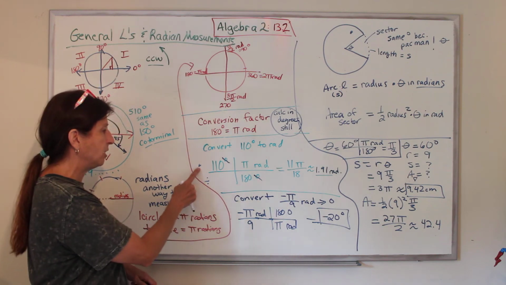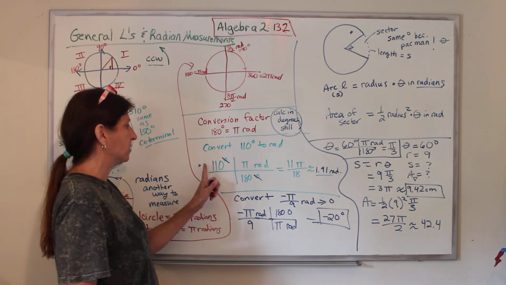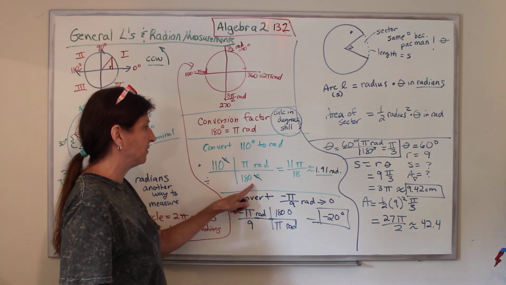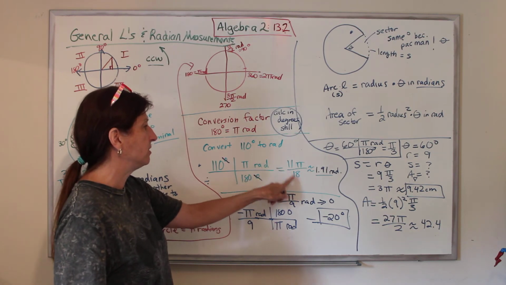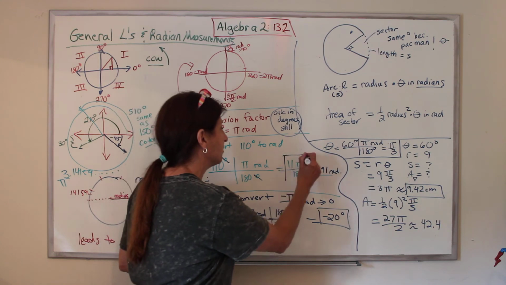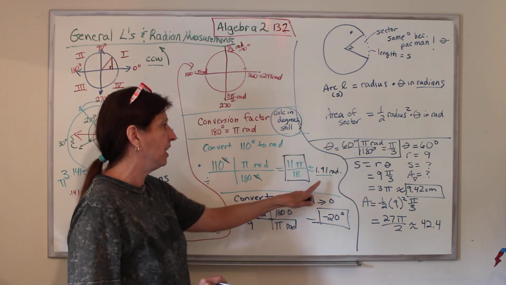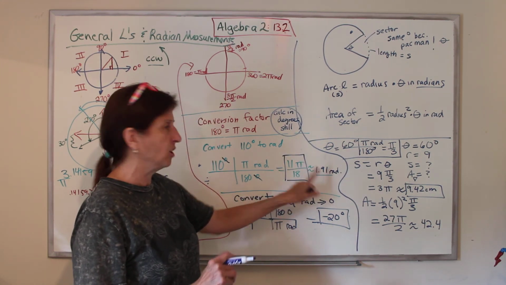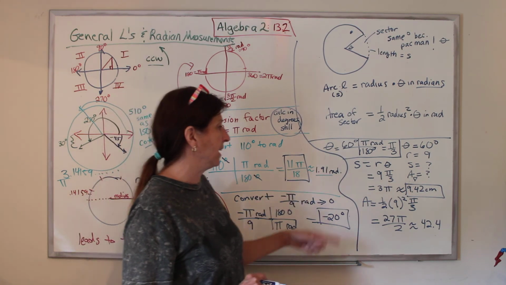You multiply any number on top, dividing one on bottom. So it's 110 times pi divided by 180. That reduces to 11 pi over 18, which is really considered the answer because it's not rounded. But if you want to know what that is, because nobody knows what that is, it's 1.92 radians.